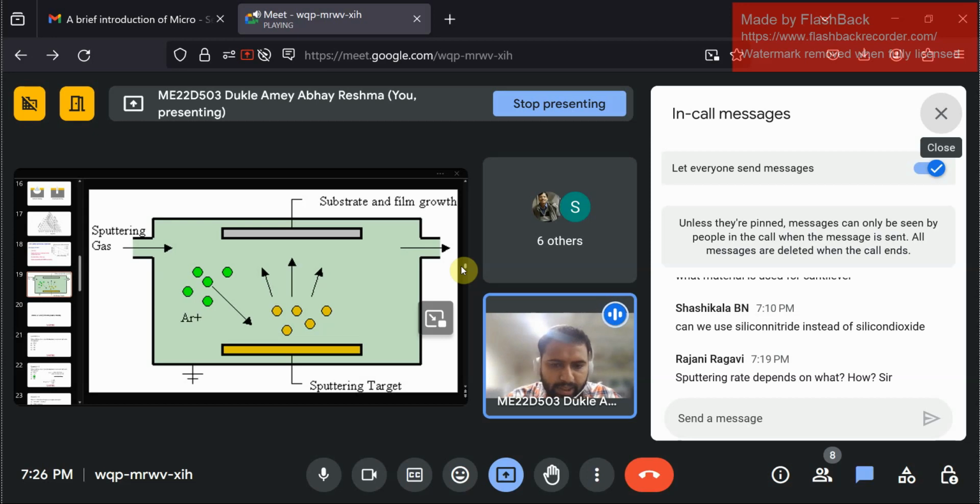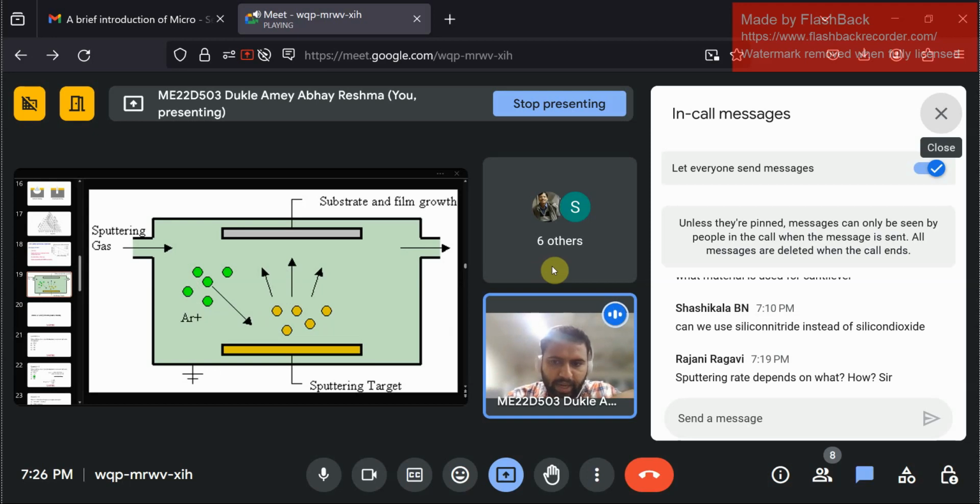So basically, if you increase the distance, here you are seeing that the gold atoms are traveling straight. From the energy they are gaining from the collision, through that energy they are traveling straight towards the substrate. You getting this point? If the distance between the sputter target and the substrate is increased too much, what will happen? All the gold atoms will not be able to reach the substrate.